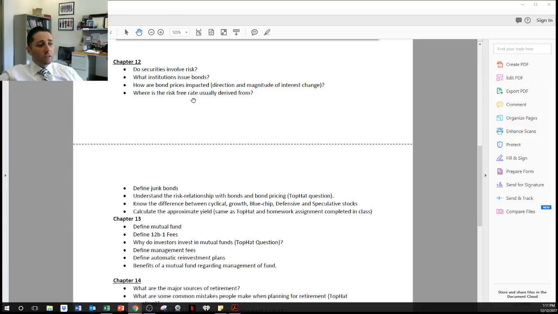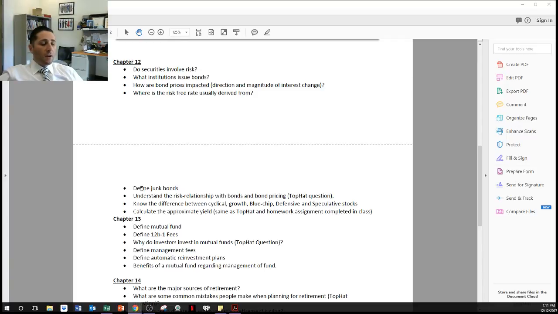Where is the risk-free rate usually derived from? Well, it's a government bond, so I'll let you go and figure that out, but it starts with a T, right? It starts with a T.